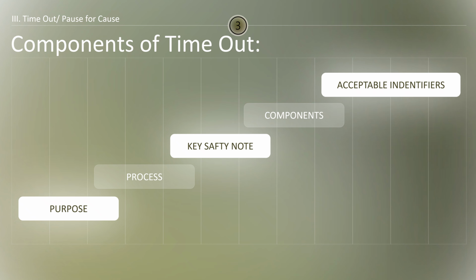The key safety note is that performing the timeout immediately before incision minimizes irreversible errors. Components of the timeout: the patient states their full name to match the ID band, plus at least one additional identifier. The patient confirms the correct procedure and correct surgical site. The surgeon marks the surgical site. Final confirmation is performed by the team before incision.